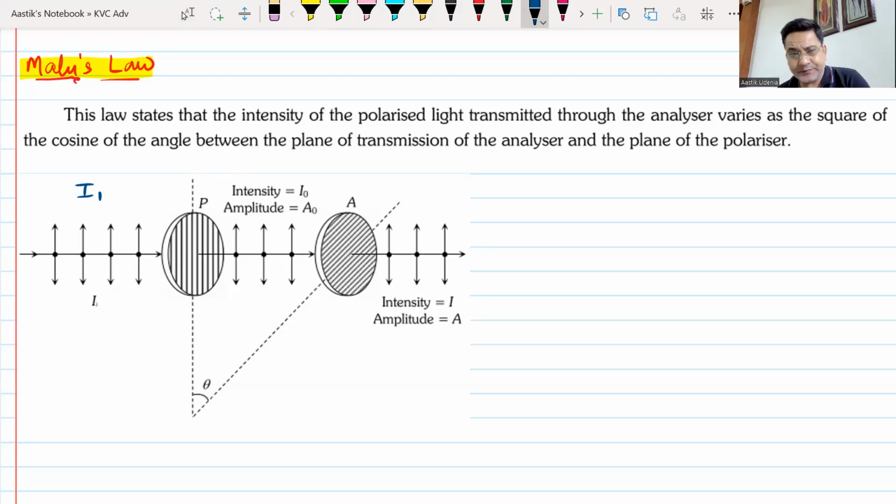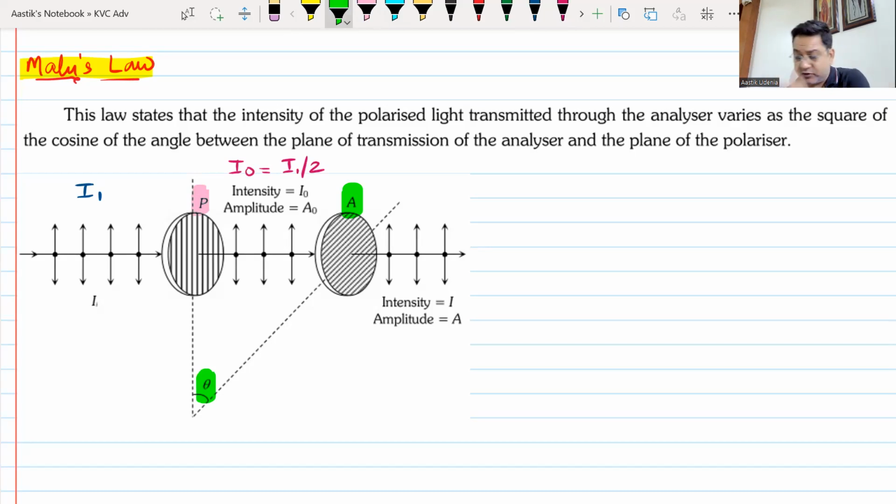Then you put a polarizer, which is the first polaroid. The intensity becomes I naught. This I naught will be equal to how much? I1 by 2. Now I have the analyzer, and you can see their transmission axes are inclined at an angle of theta. Do we see this? Yes.